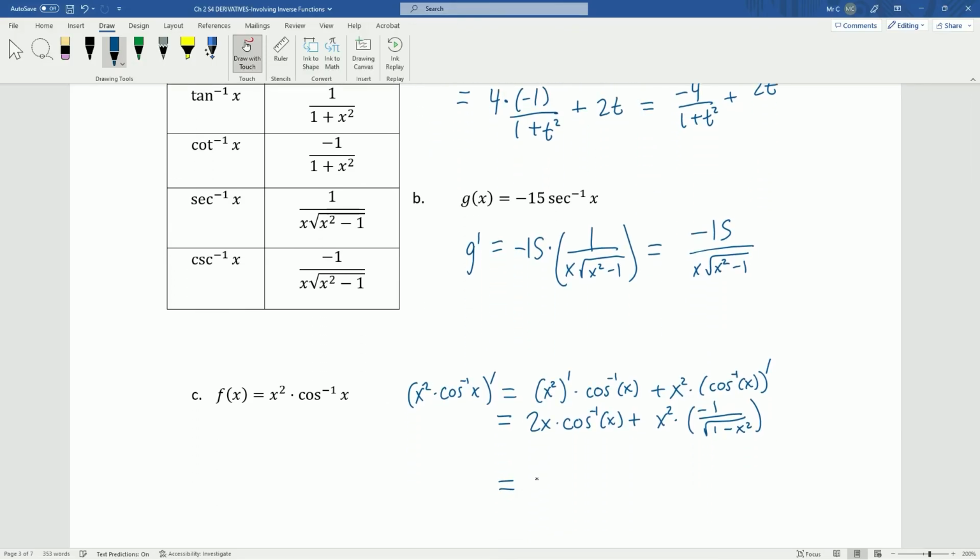And so we can simplify that slightly, or not really simplify so much as just clean it up a little bit. And instead of x squared times negative 1, we can write negative x squared over the square root of 1 minus x squared. Okay, that's it for that example.